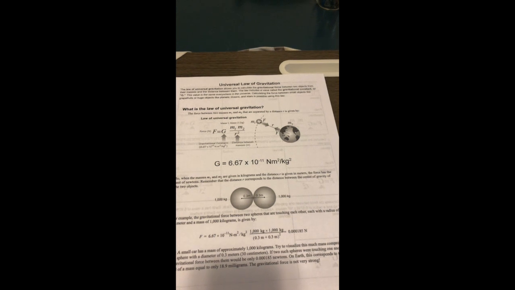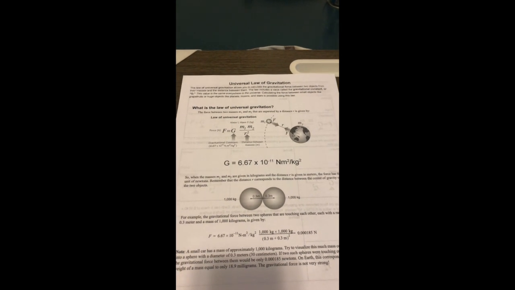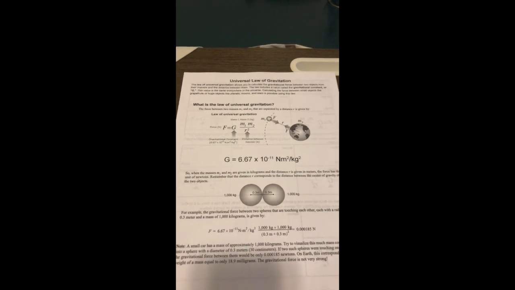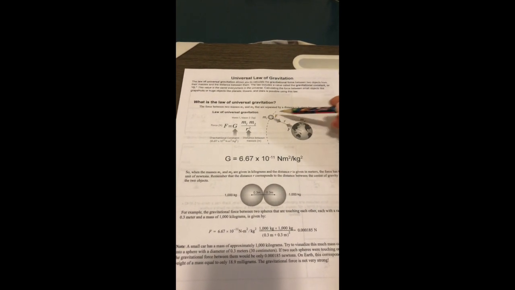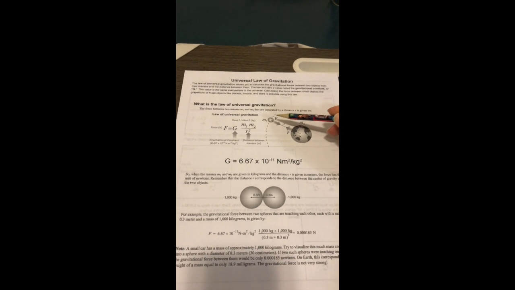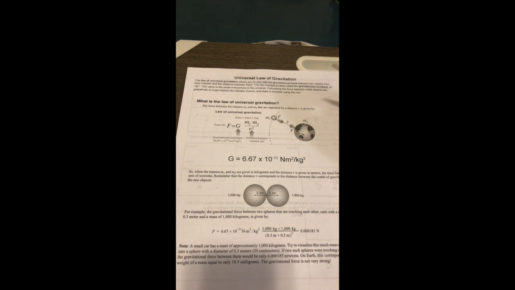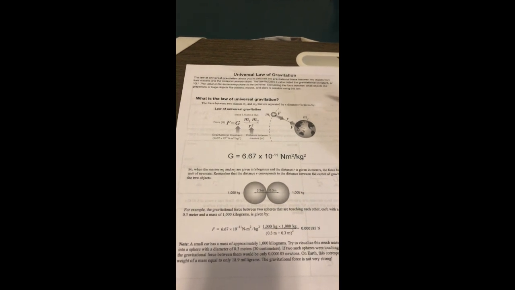This value is the same everywhere in the universe. Calculating the force between small objects like grapefruits or huge objects like planets, moons, and stars is possible using this law. We see a model drawn here of a mass, probably the moon, that is a distance from the Earth. You'll notice that the distance separating them is measured between the object's center of gravity.